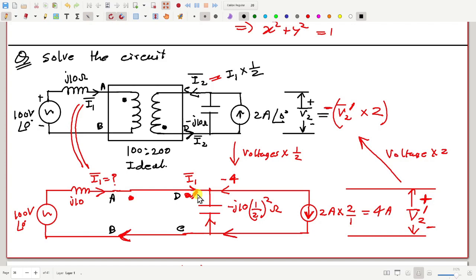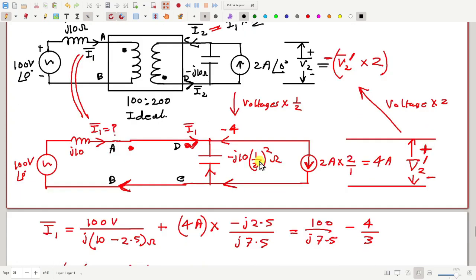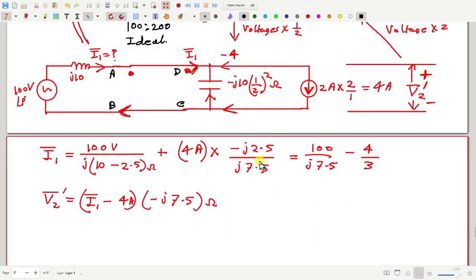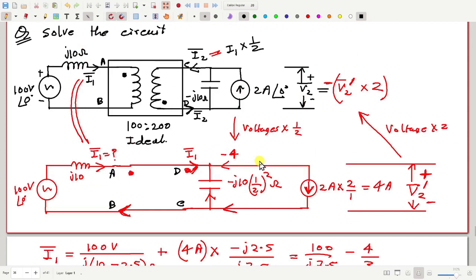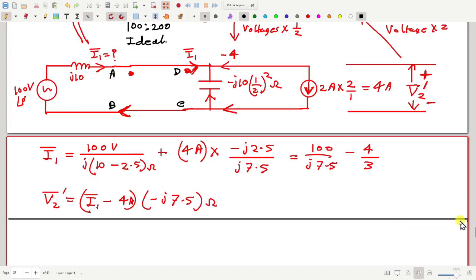Okay, sir. Please check whether I have done any mistake or not. It's completely logical, but I might have done some calculation mistake. That you should check. Okay, fine.